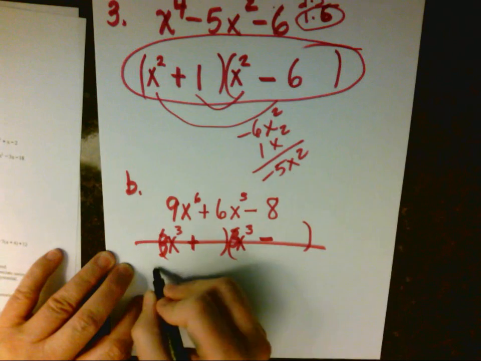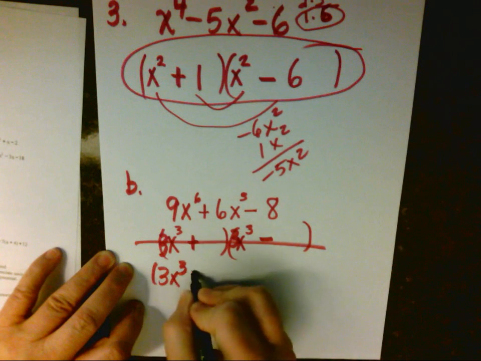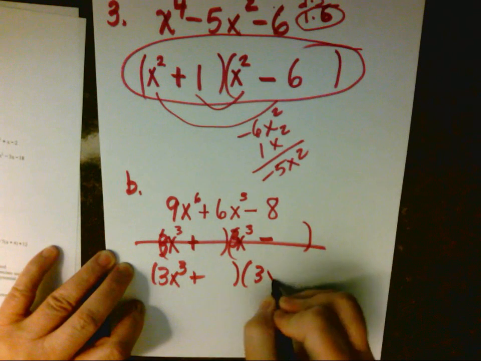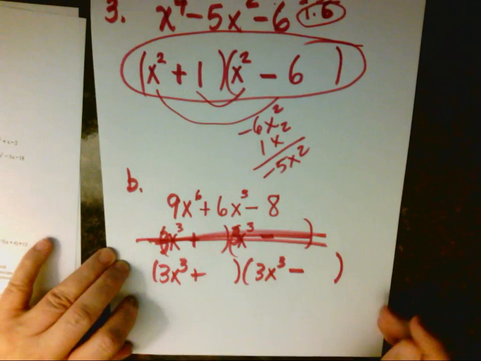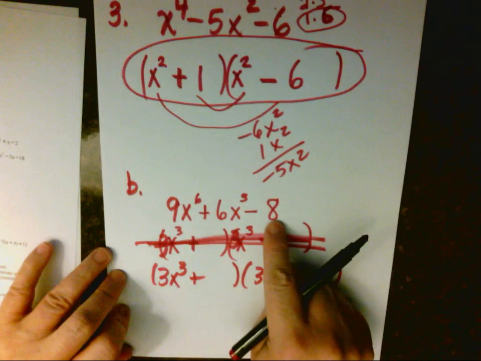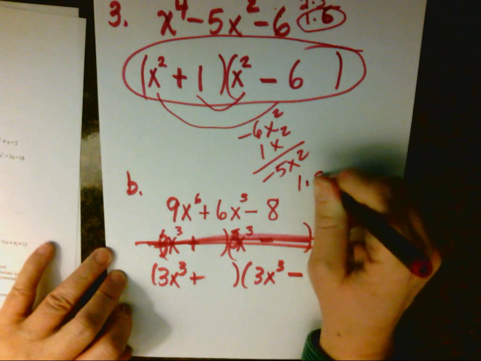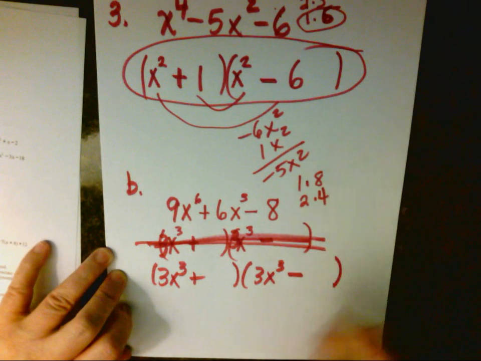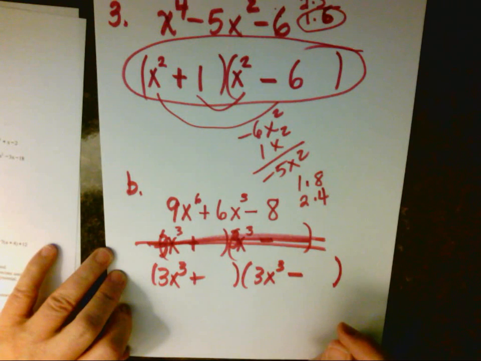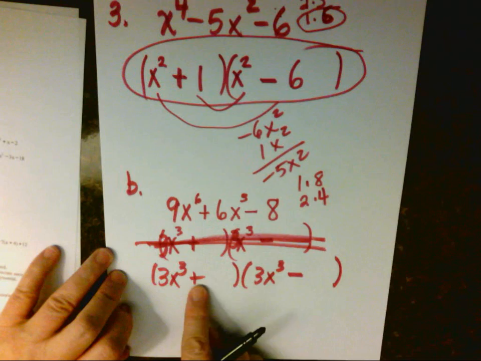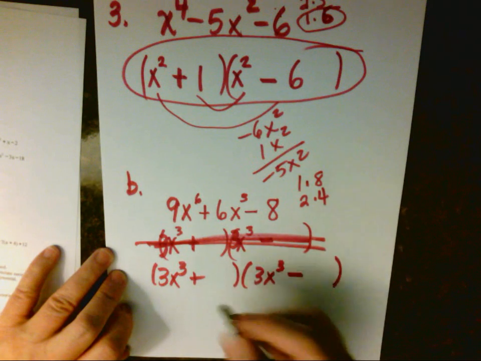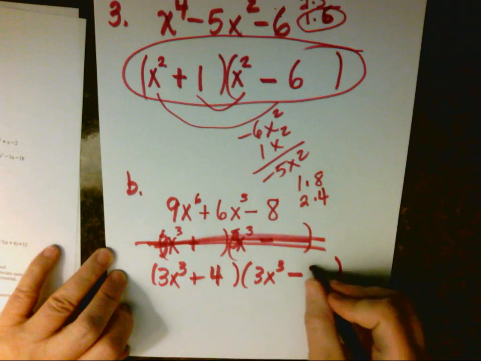I think I'm going to rewrite this. 3x cubed plus 3x cubed minus. Okay? Now, to get an 8, we can choose between 1 times 8, 2 times 4. And again, we'll pick the ones that are closer together. The middle term is a positive, so I want the positive to be with the larger one of those factors. I'm going to put the 4 there and the 2 there.